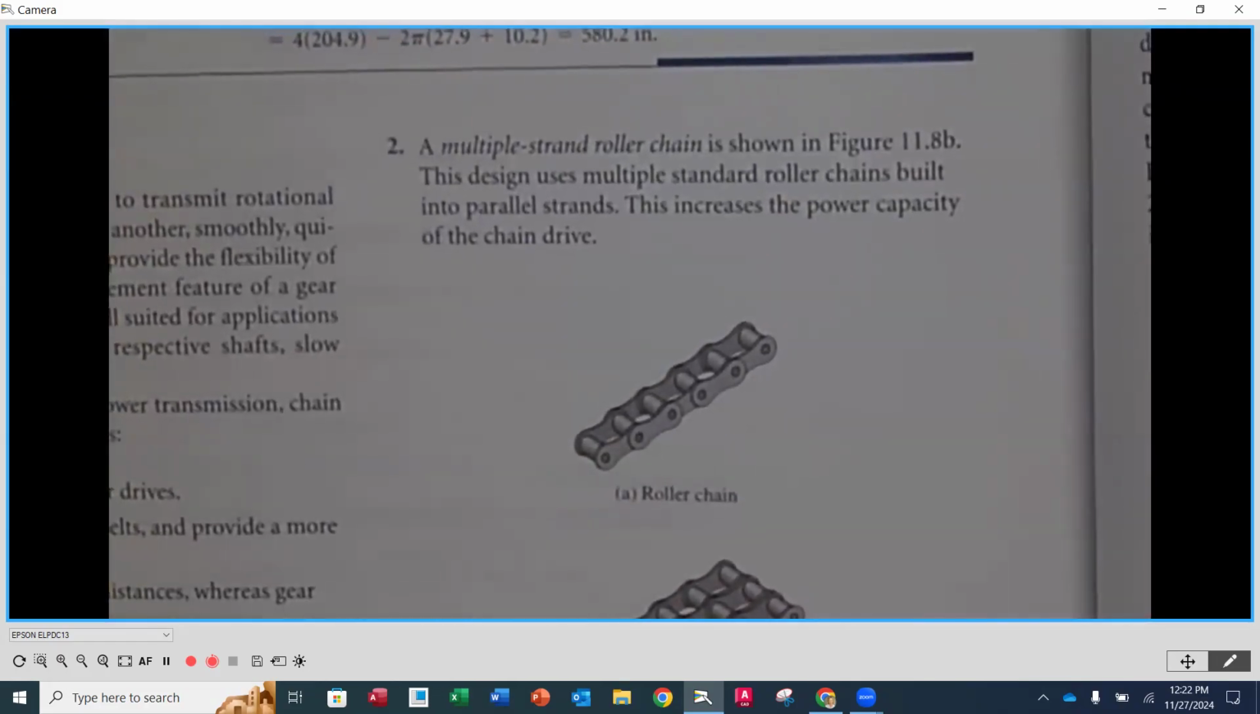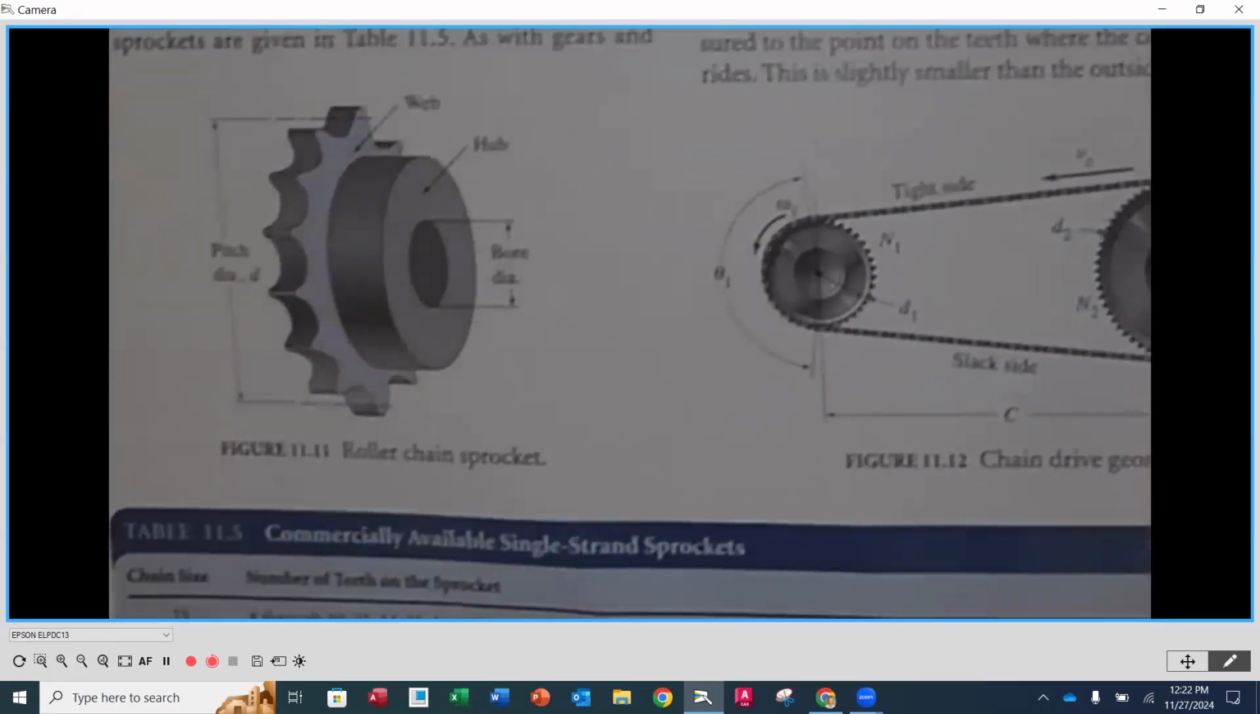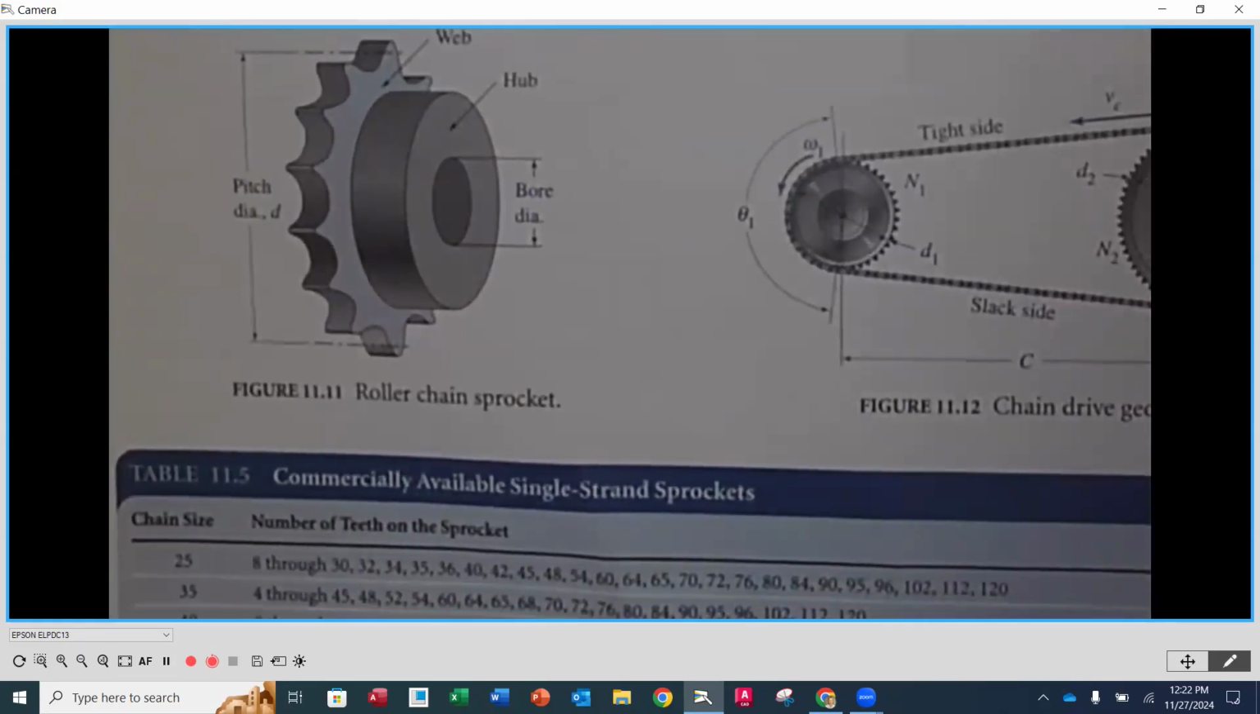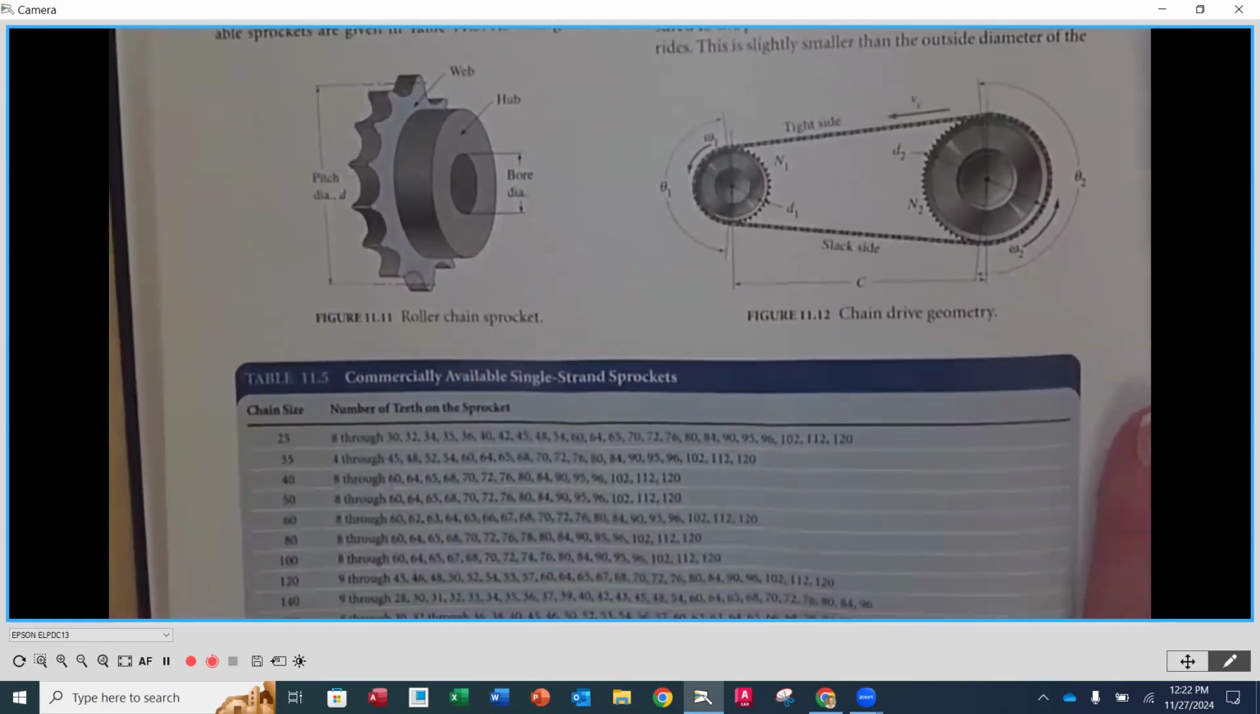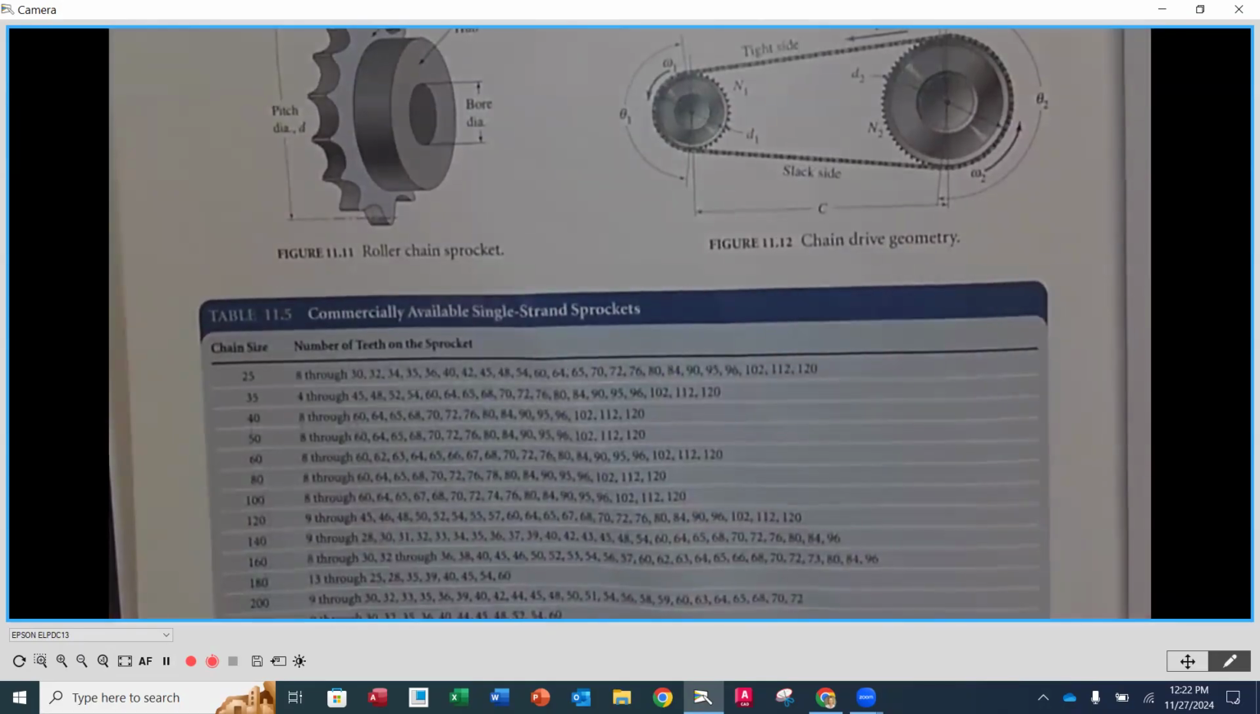Just like when we had belts, the profile of the V-belt had to be the same as the profile on the pulley or the sheave, okay? And because of that, chains are also going to be something that is commercially available.